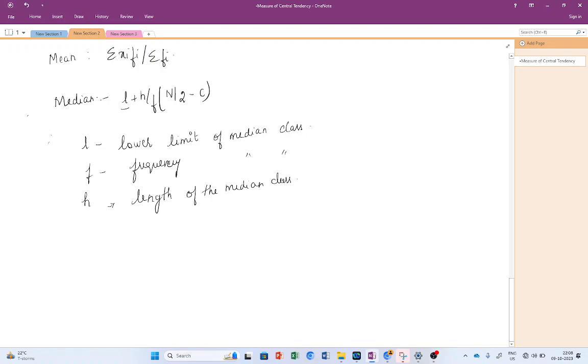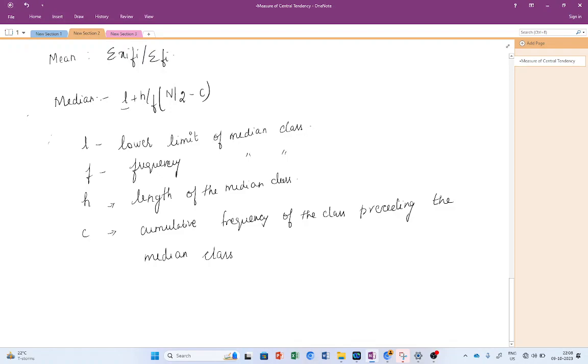And C, you have the term C. C is nothing but the cumulative frequency, and this cumulative frequency is not of the median class, but it is of the class which precedes. So it is the preceding value of the median class. So as I told you, you will find something called the median class. So in that median class, the cumulative frequency will be a preceding value. Okay, so in the example it will be clear for you to understand.